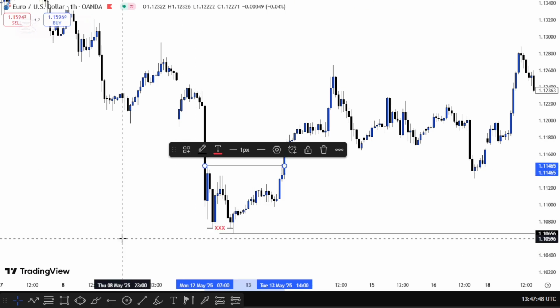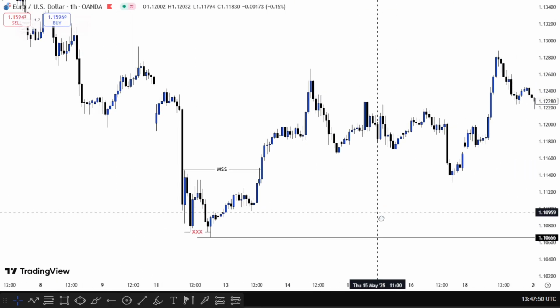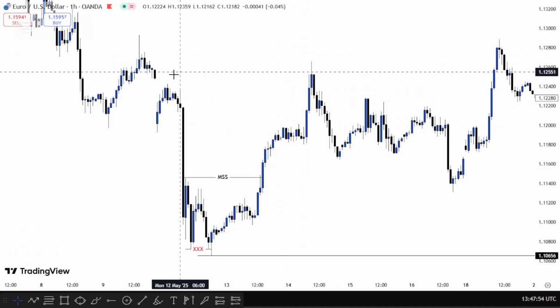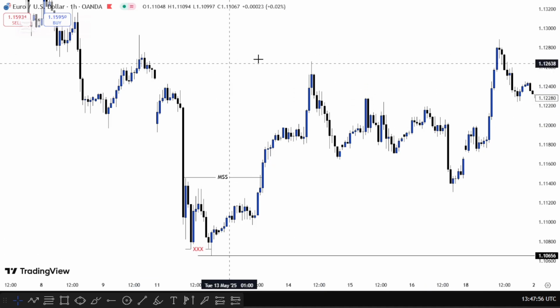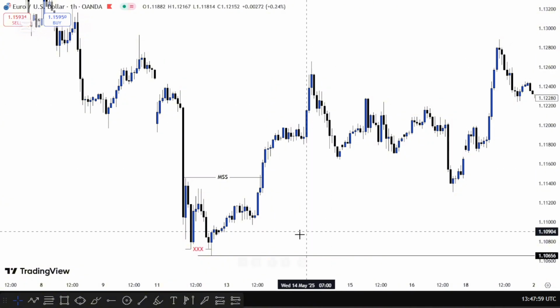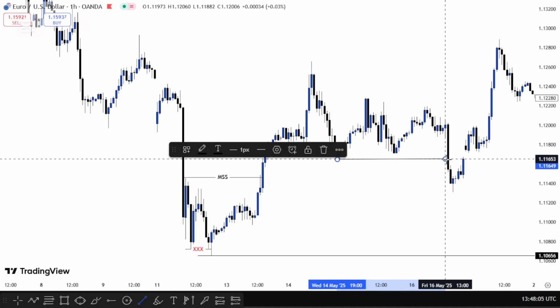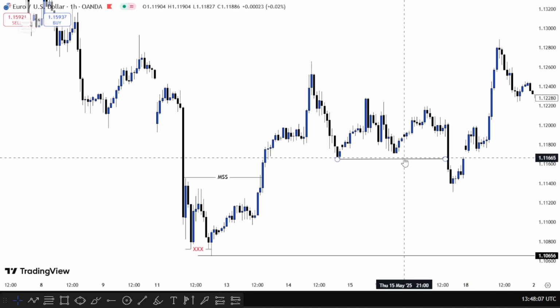So right here we have our market structure shift. From here we have the market taking out that high, and then we have this pullback. So right here we have an inducement level. Okay, we have our inducement level right here. We have 3 models that we trade.